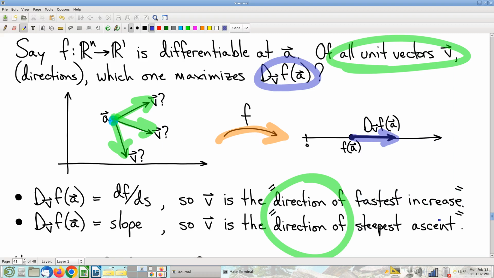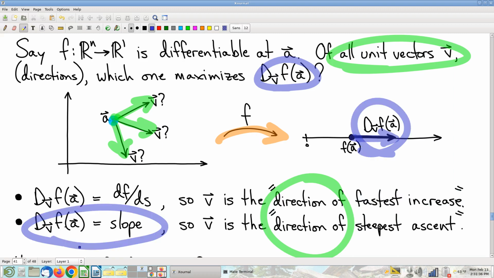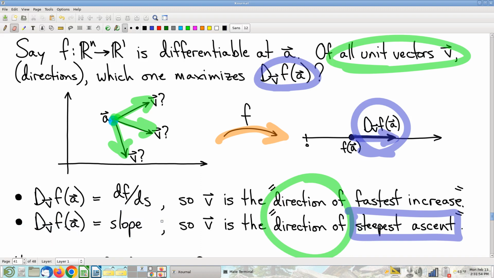Of course, directional derivative can also be thought of as giving you slope. And as such, if you want to make that slope as great as possible, you're asking what direction should I be going so that on the graph it's as steep as possible. And so they say direction of steepest ascent. So these are just two different ways of thinking about the question.